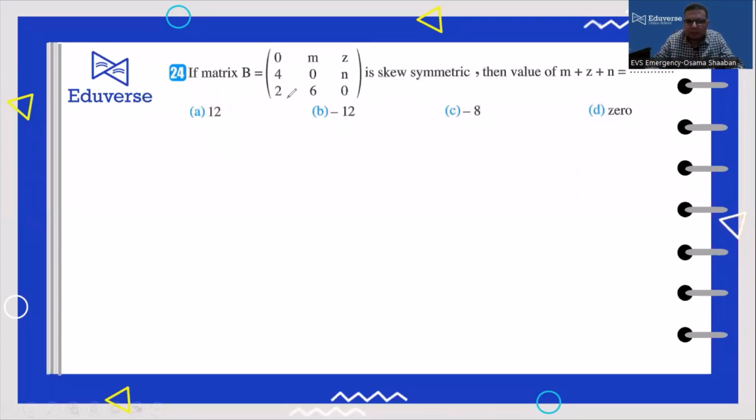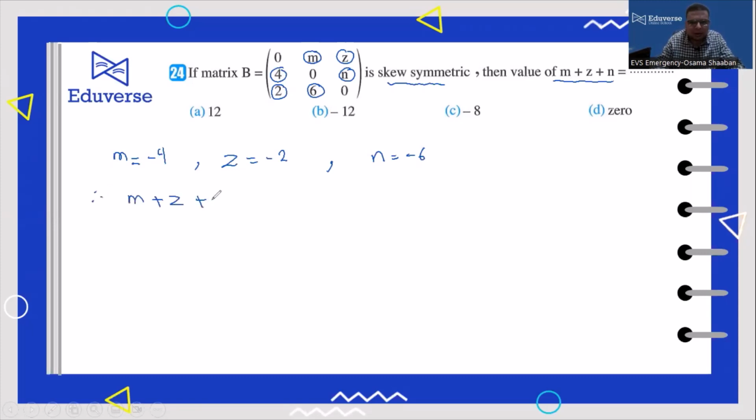You have matrix B here, which is a skew matrix. Find the value of M plus Z plus N. What is the meaning of a skew matrix? So this value of M is the opposite sign of 4, so M is negative 4. And also Z is opposite to the sign of 2, so Z is negative 2. And also N is opposite to the sign of 6, so N is negative 6. Then M plus Z plus N equals negative 4 plus negative 2 plus negative 6, and you will get negative 12. So we will choose B.